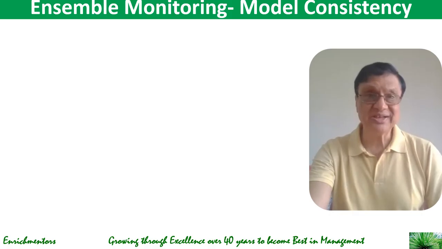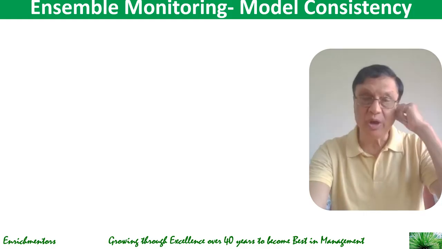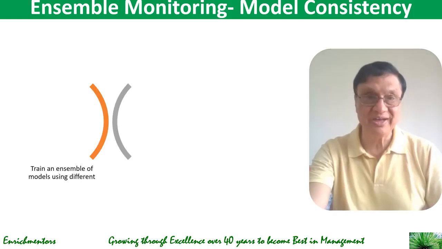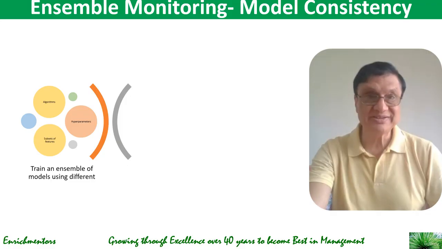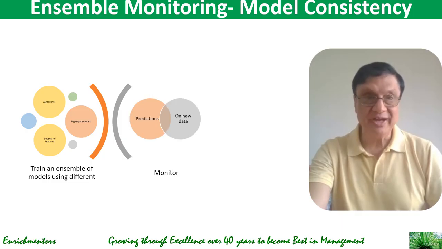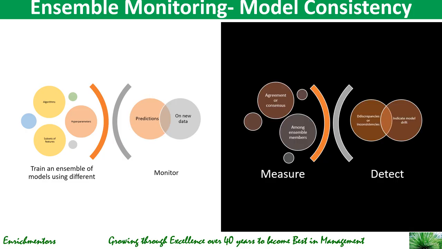Then there is ensemble monitoring for model consistency, in which you train an ensemble of models using different algorithms, hyperparameters, and subsets of features, and monitor the predictions on new data. Then you measure the agreement or consensus among the ensemble members, the different members of your model, and detect discrepancies or inconsistencies that may indicate model drift.